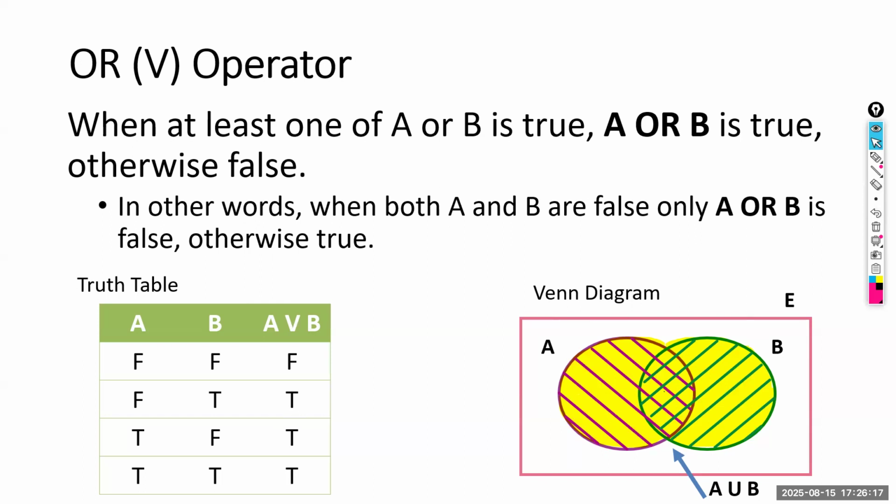Right. So therefore, what is the truth table of OR? When at least one value is true, the result is true. When both are false, only false. Now we have discussed three logic operators: not, and, or.